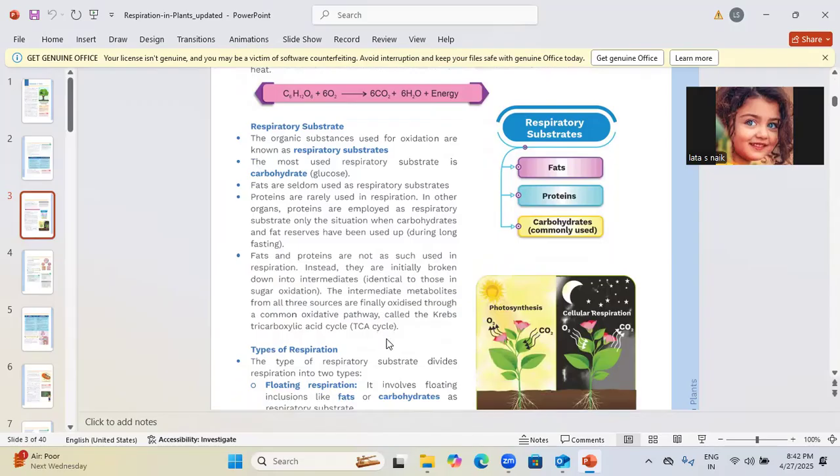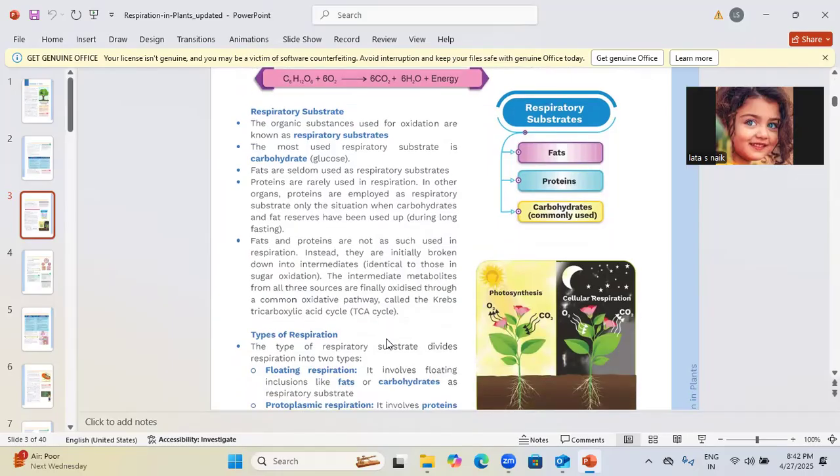The fats and proteins are not used as such in respiration. Instead, they are initially broken down into intermediates identical to those in sugar oxidation. The intermediate metabolites from all three sources are finally oxidized through a common oxidative pathway called the Krebs tricarboxylic acid cycle, the TCA cycle.